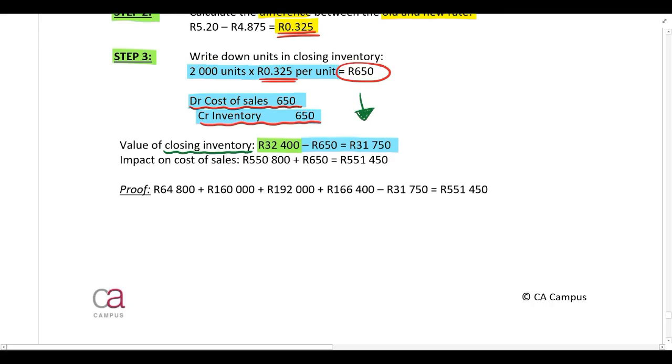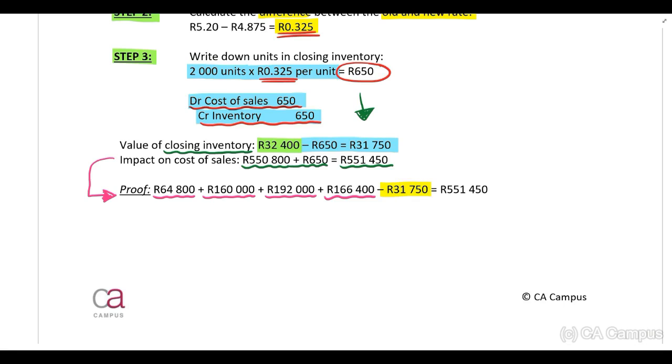So you can take your cost of sales amount and increase it by 650 Rand to get your new cost of sales amount. And then you can even prove the calculation. If you reperform the calculation as per your statement of comprehensive income, take the value of your opening inventory, your material cost, your variable production overheads, your fixed production overheads, and now make sure that you use the new value of closing inventory and not the old value.